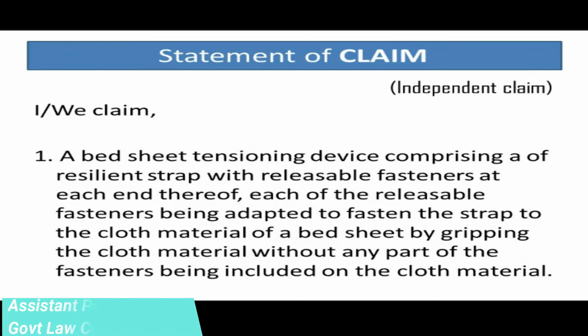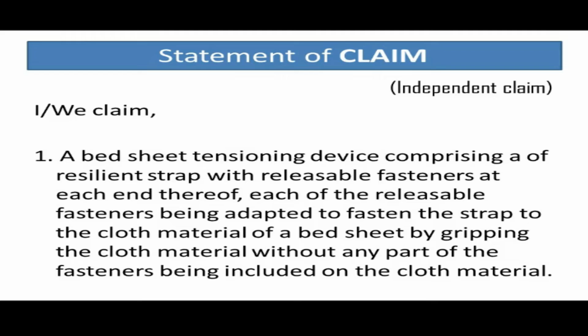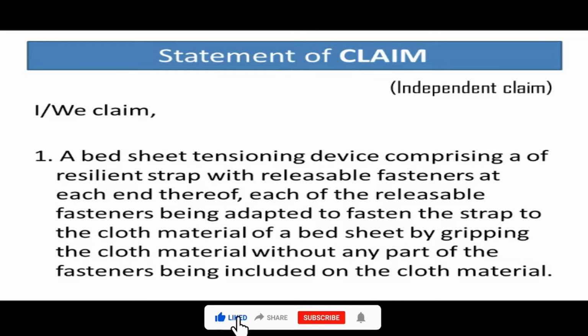That is your claim one, comprising a resilient strap with releasable fasteners at each end thereof. Each of the releasable fasteners being adapted to fasten the strap to the cloth material of a bedsheet by gripping the cloth material without any part of the fasteners being included on the cloth material. So no part is attached to the cloth material.